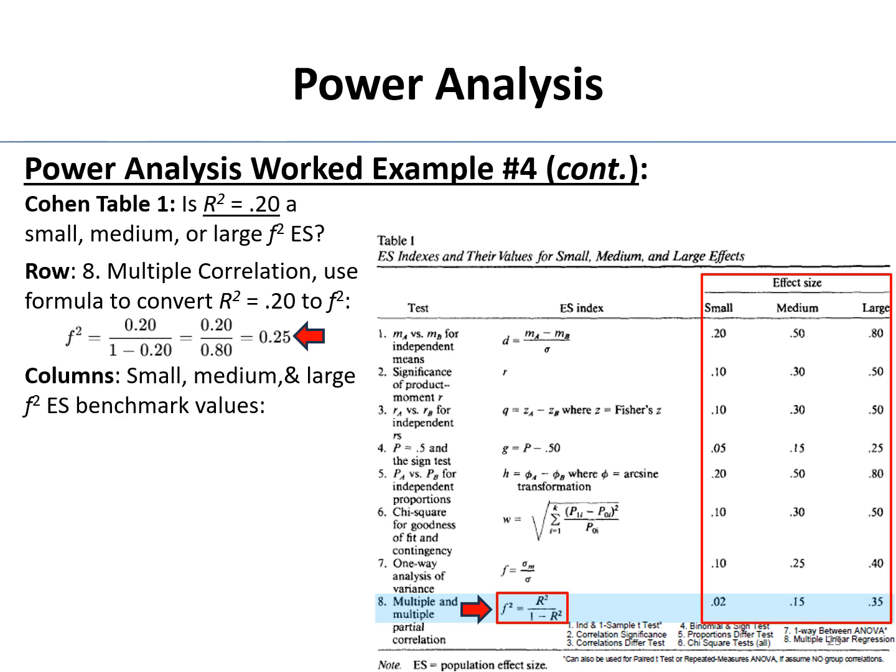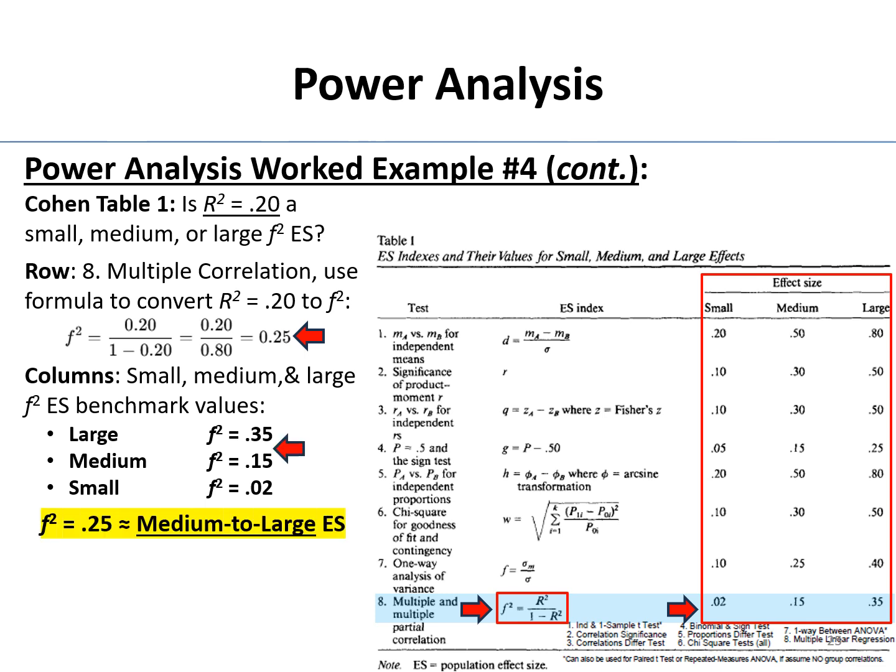Now looking at the effect size columns over there for small, medium, and large Cohen's F squared benchmark values, we can see it's 0.35 for large, 0.15 for medium, and 0.02 for small. And an F squared of 0.25, that's what our R squared was equivalent to, is somewhere between medium and large, about halfway, right? So it's a medium to large effect size is what we would call an R squared of 0.2.